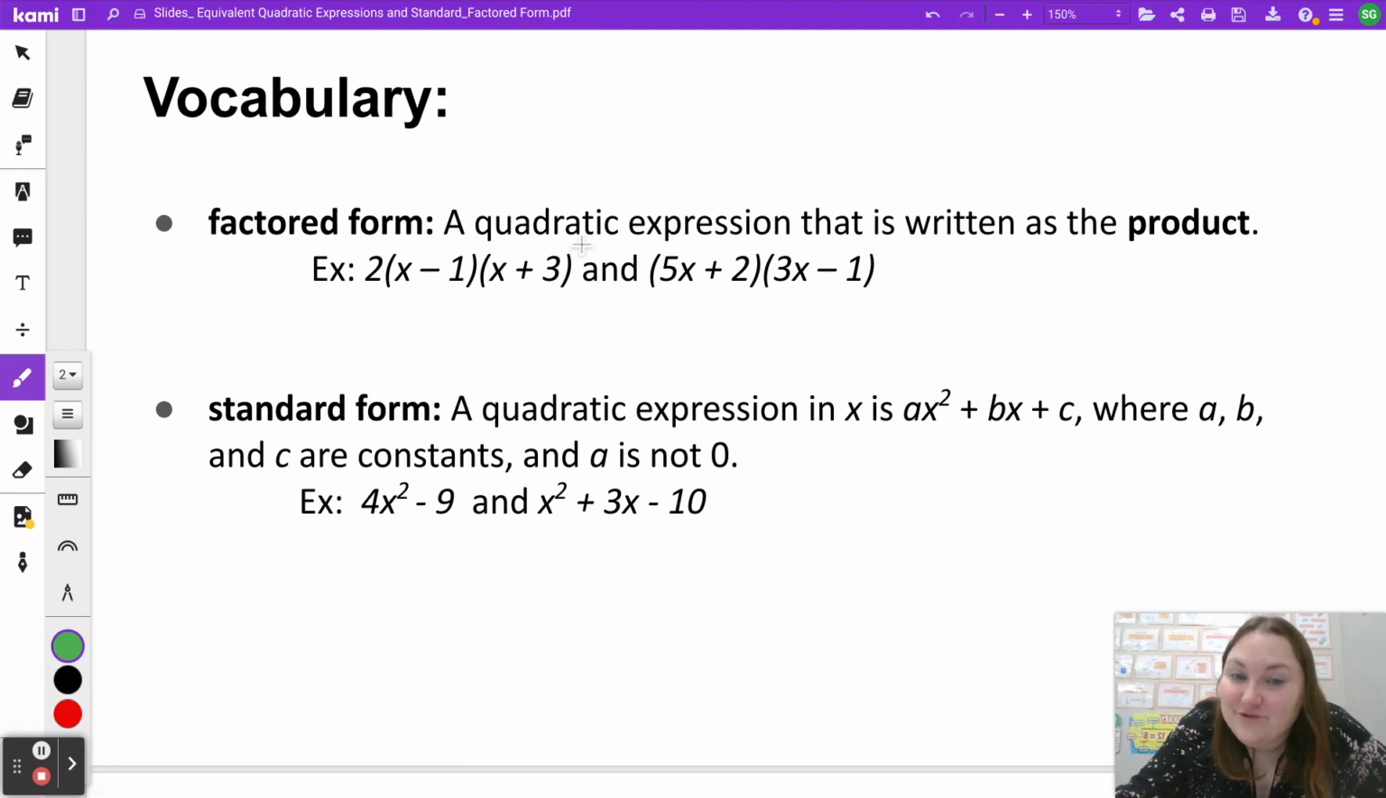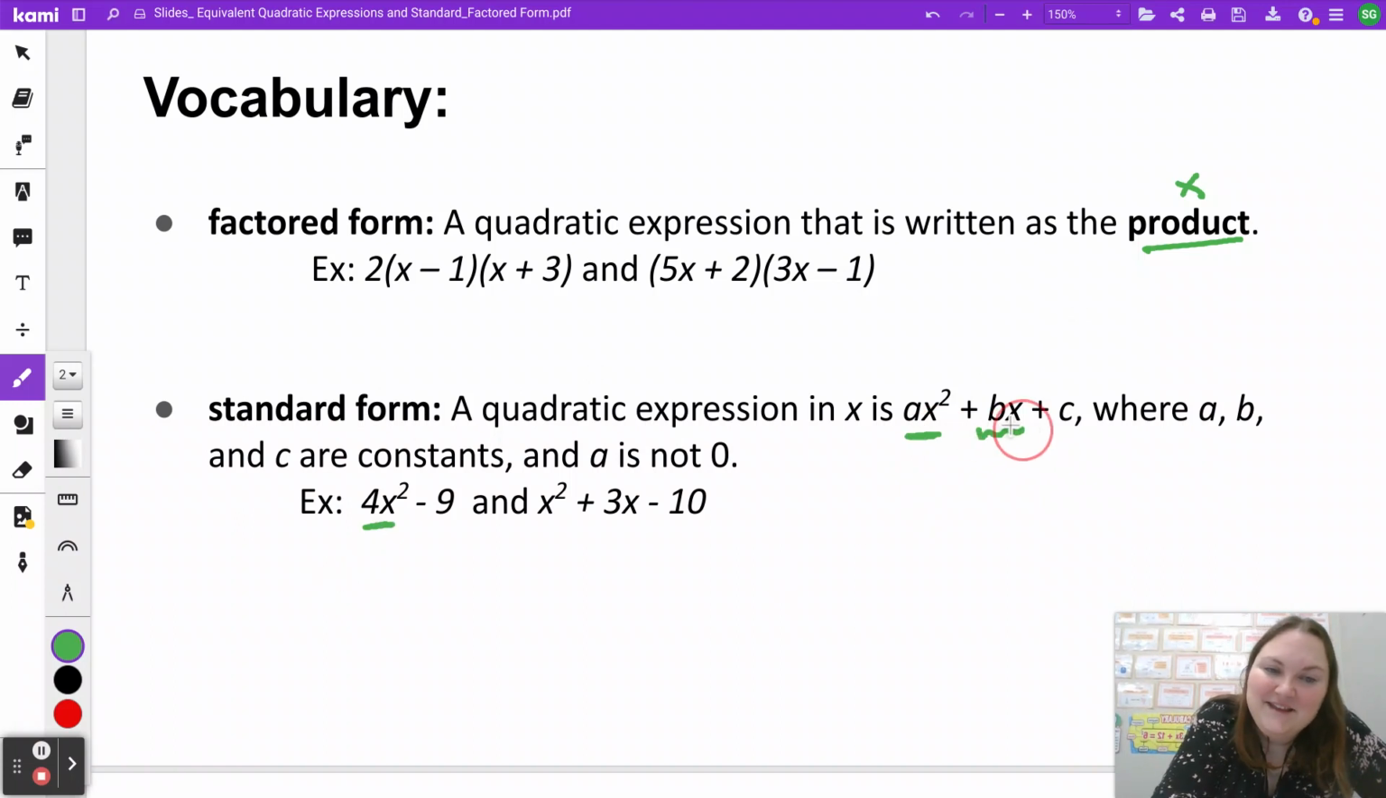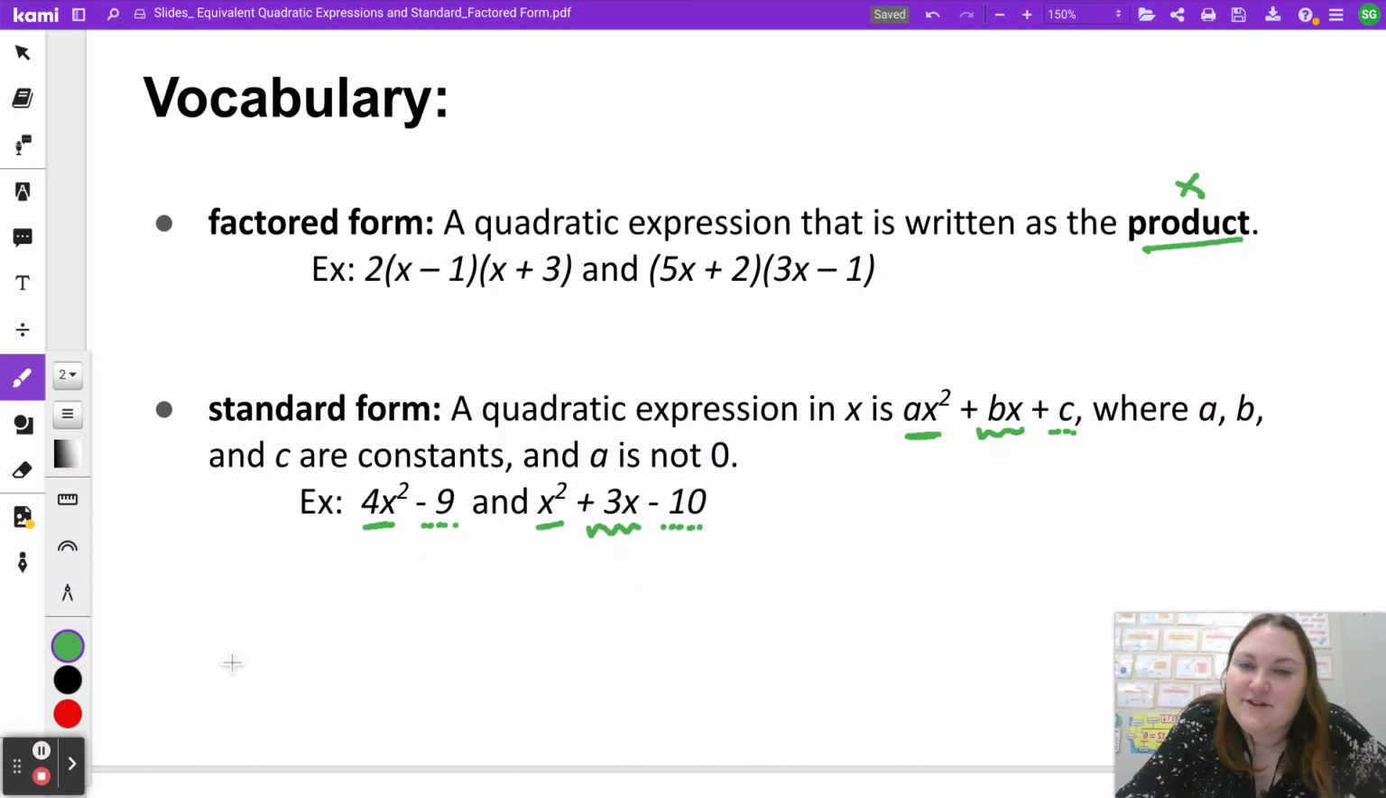Factored form is a quadratic expression that is written as a product, and we've learned product means multiplication. So other examples here of what you might see for factored form. And then standard form is a quadratic expression, and it's in the form ax squared plus bx plus c. That means there's going to be an x squared term for sure, and there might be an x term. So this first example doesn't have one, but we have one right here with the 3x, and then there might be a number. So we've got a -9 there or a -10. This is what we call standard form.